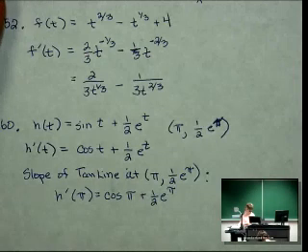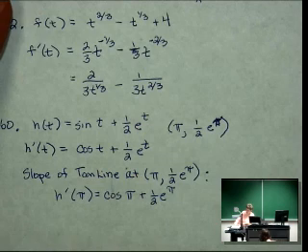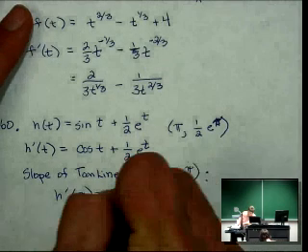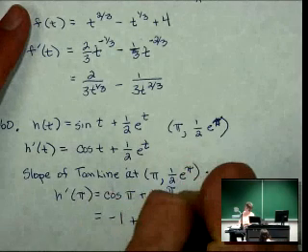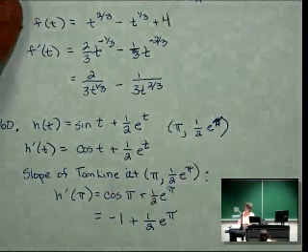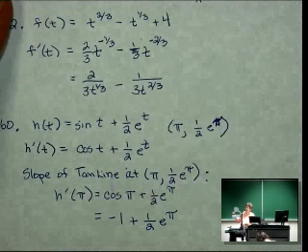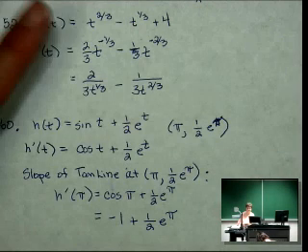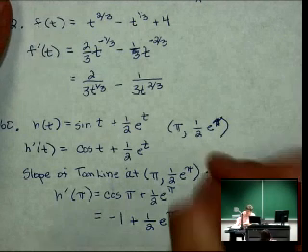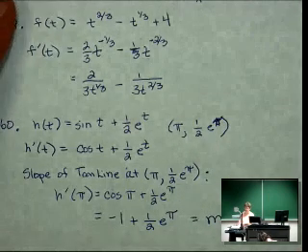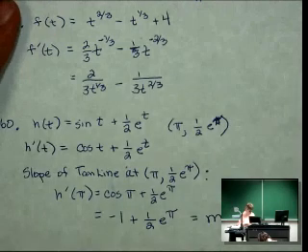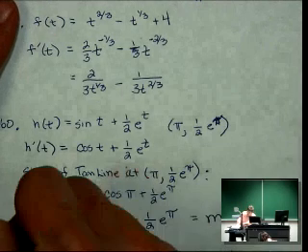What's cosine pi? Negative 1. I don't think that's going to clean up real pretty. What is that? In words, what is it that I have found? I have found the slope, and it's ugly, but I found it. But that's not all I was asked to find. I was asked to find the equation of the tangent line.